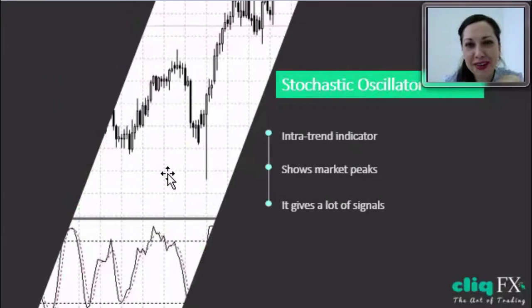And now let's talk about stochastic. A little bit of history. It was also created by George Lane in the late 50s, and it took him almost 10 years to create this indicator. There was a lot of work done, a lot of testing, and he's actually the owner of the corporation Investment Educators. So a very smart man, a very successful trader.